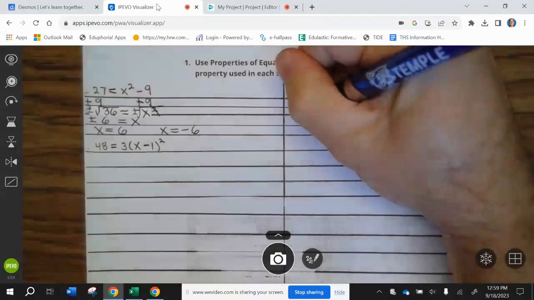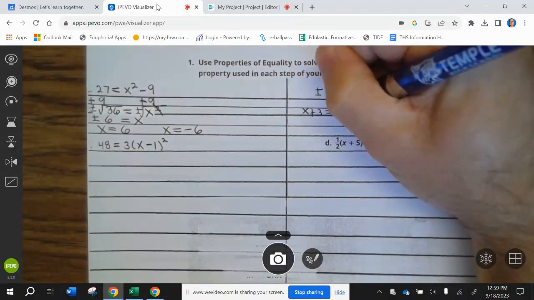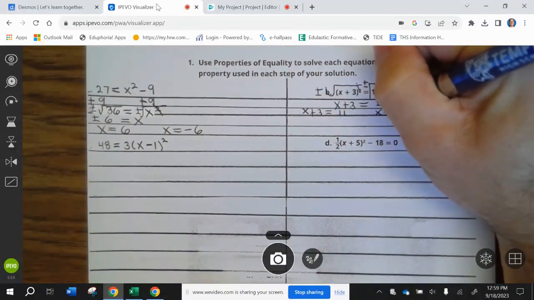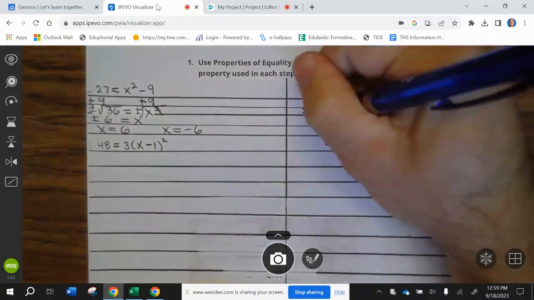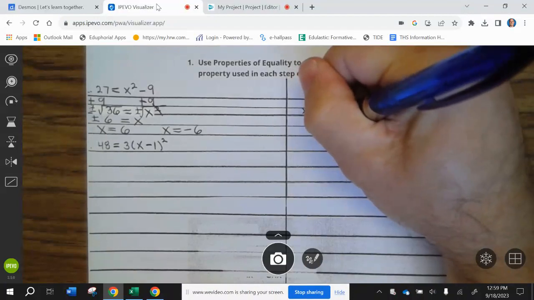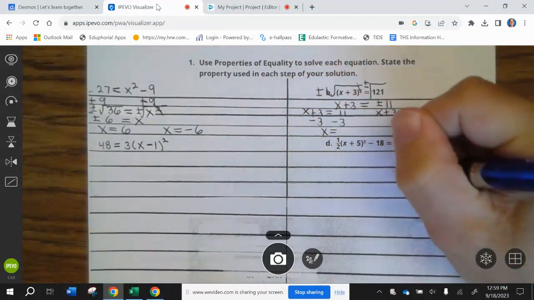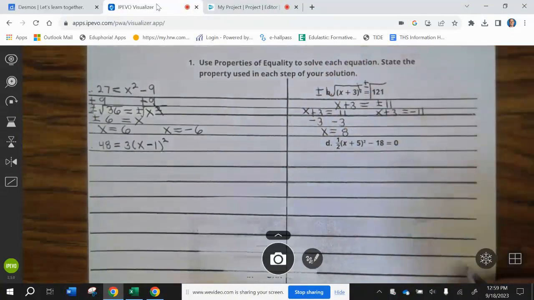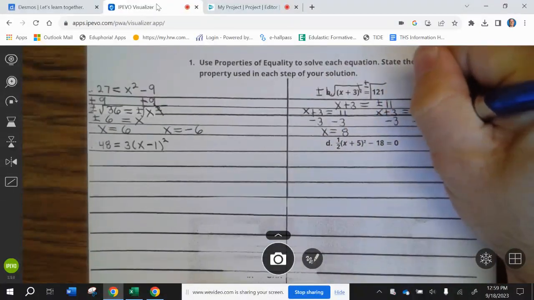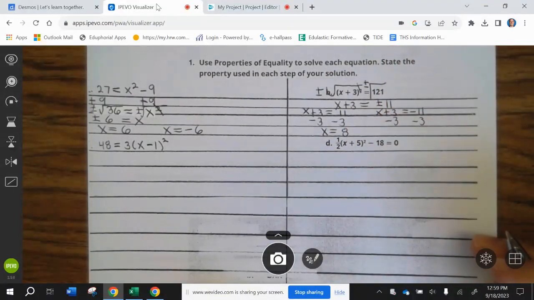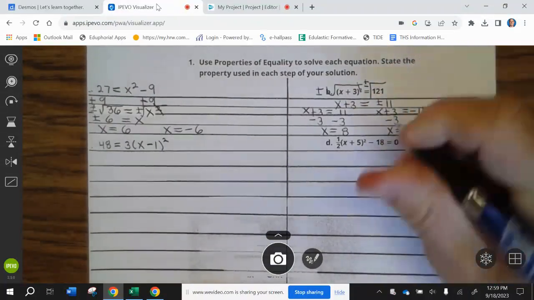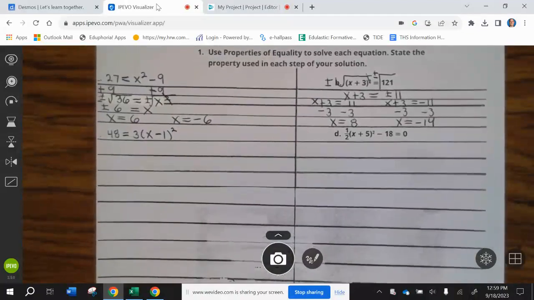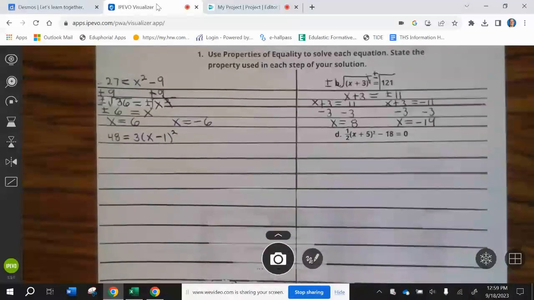So x plus 3 equals positive 11. X plus 3 equals negative 11. So subtract 3 from both sides. X equals 8. Subtract 3 from both sides. X equals negative 14. All right, let's take a look at the next one.